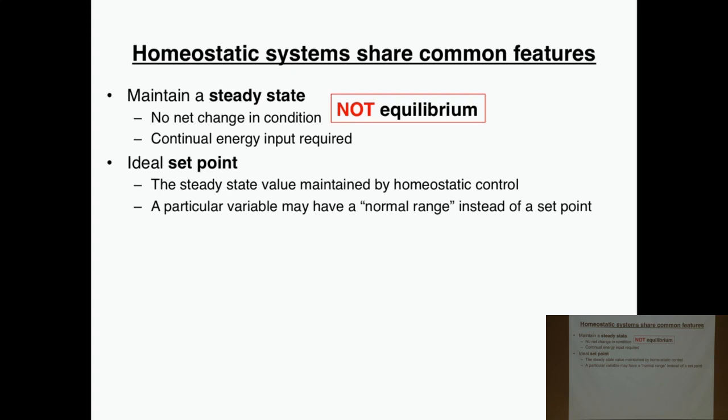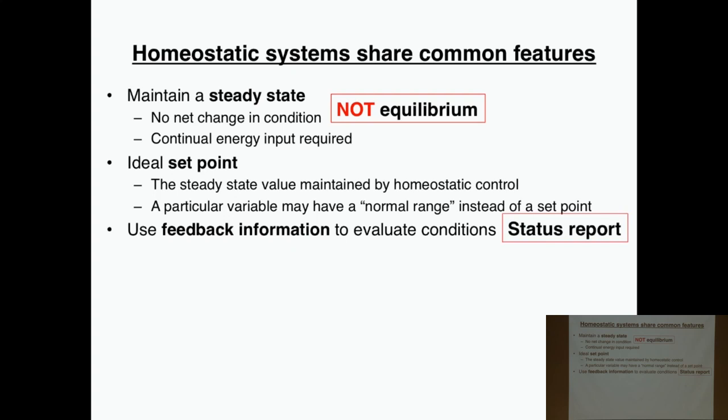In other cases, a variable might have a normal range instead of a set point. And so blood glucose is one example of this, where there's no one value that you're trying to maintain. You're trying to stay within a range. Within the body, a homeostatic system will use what we call feedback information to evaluate current conditions. So I consider this like a status report.